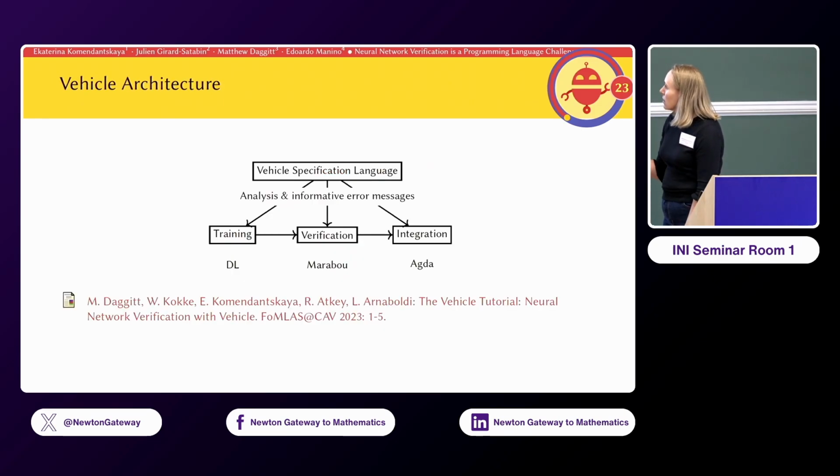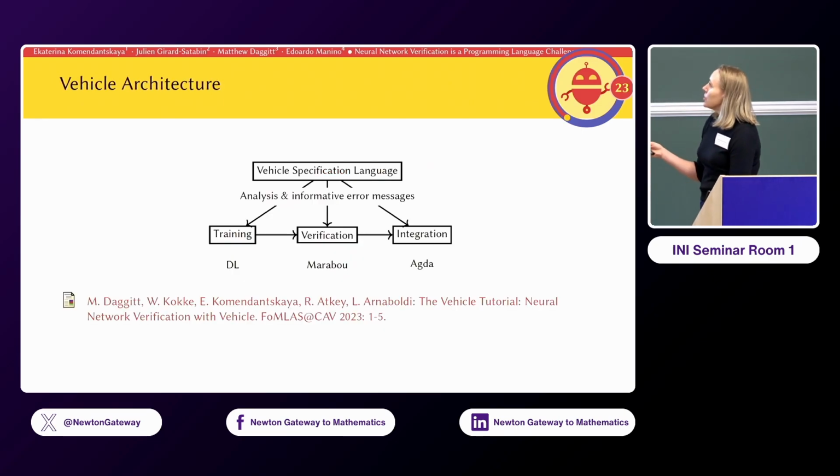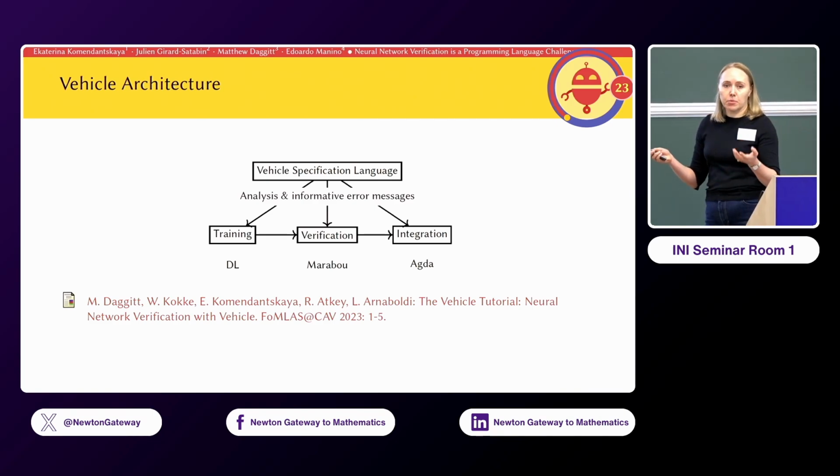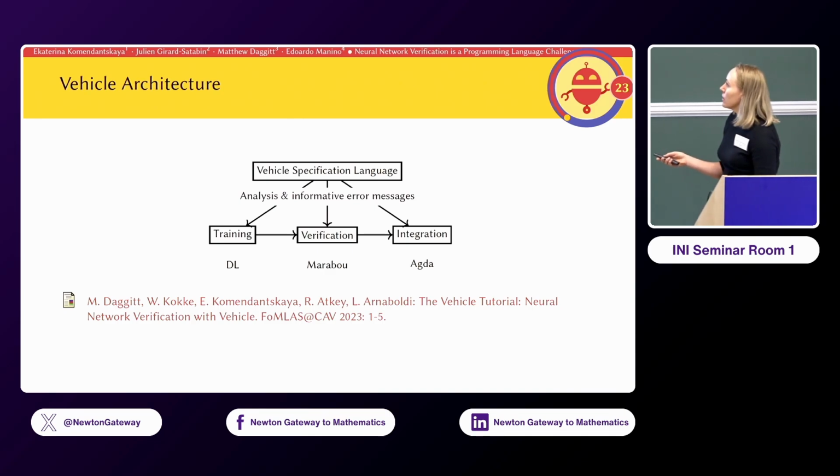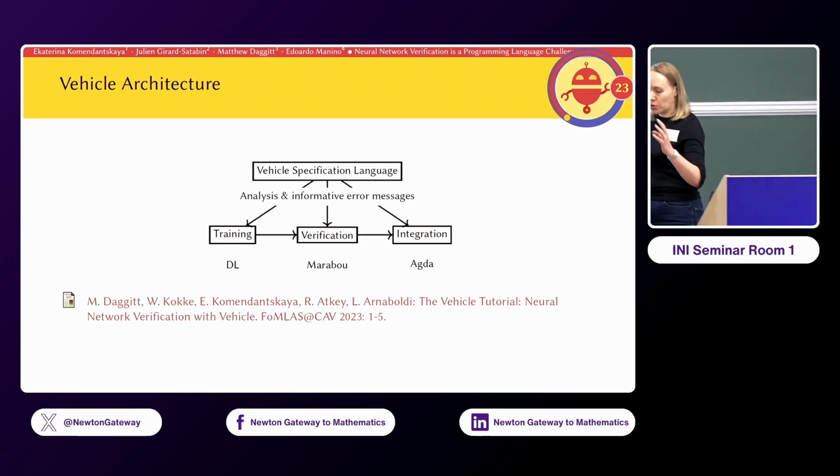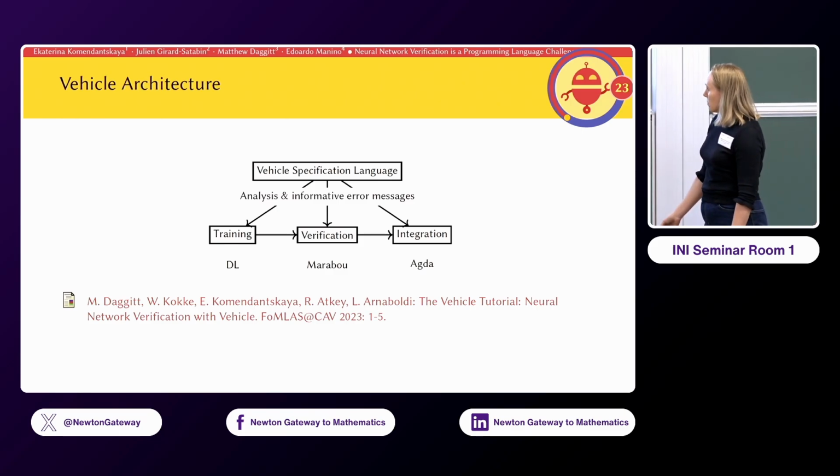So Vehicle as a language is really just a specification language. It has types. It will tell you if you messed up with the types of your neural networks or data. And it can be compiled to three backends: for training, for optimization, giving you a loss function; to the Marabou tool for verification; or to integration with larger system properties, which we implemented in Agda.